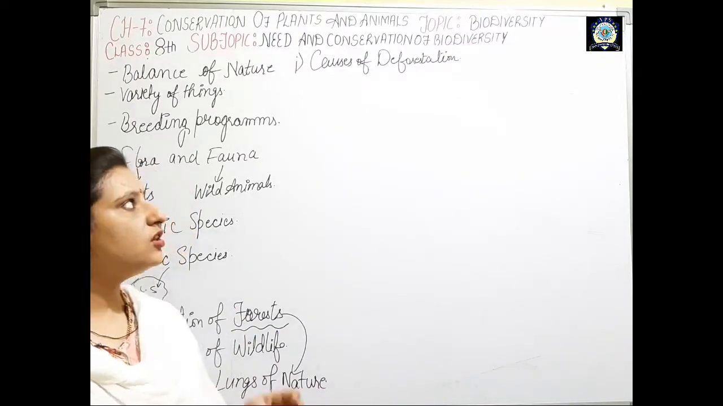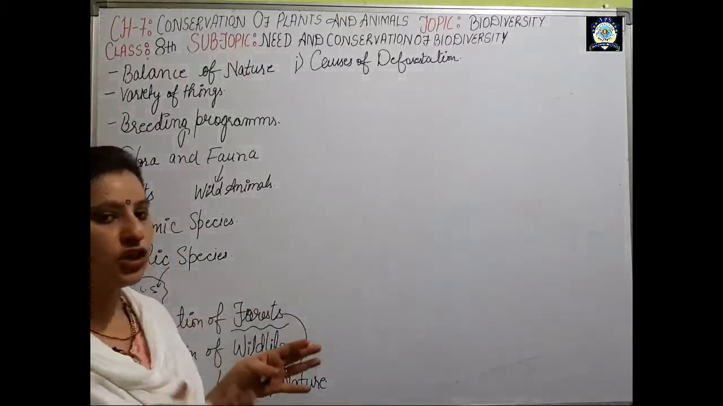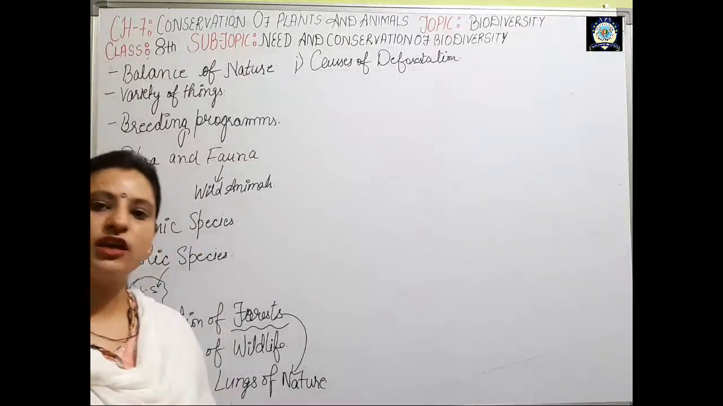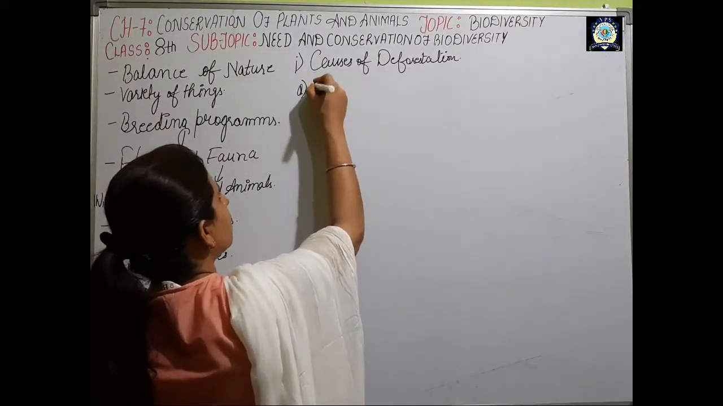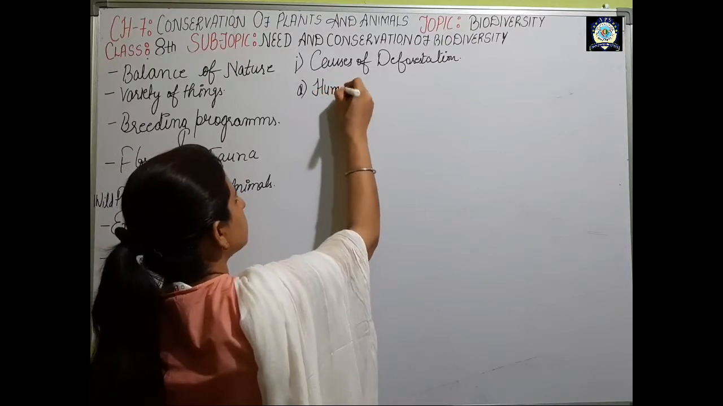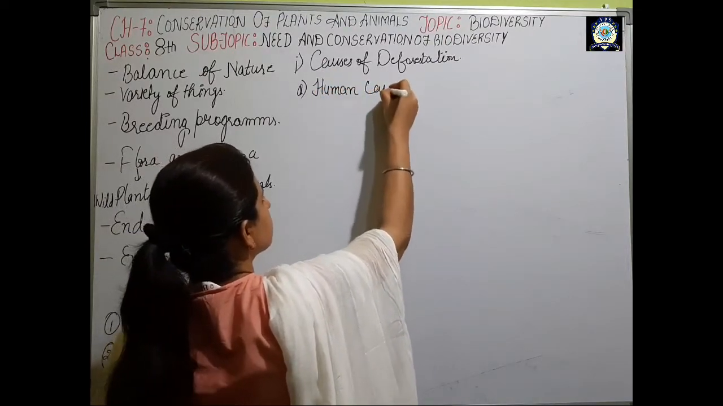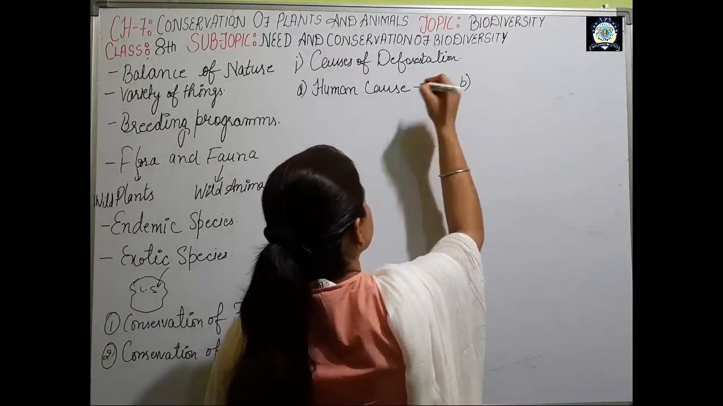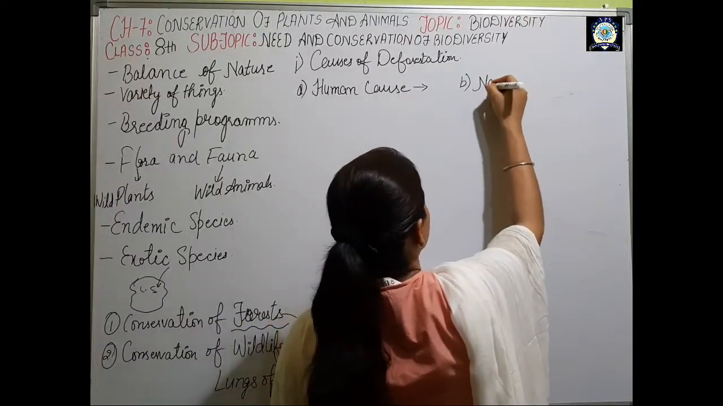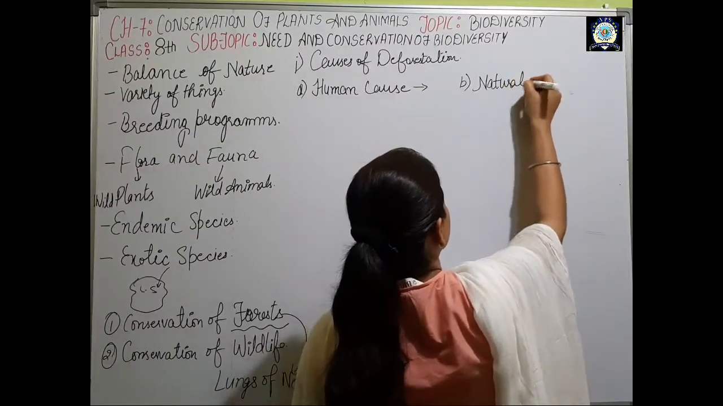So what are the causes due to which deforestation takes place? There are two main causes. First is human causes, and second is natural causes.